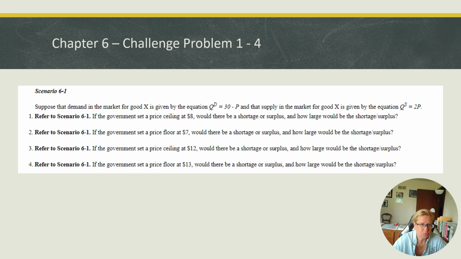Okay, in this challenge problem, suppose the demand in the market for X is given by the equation quantity demanded is 30 minus P, and the supply in the market is given by the equation 2P. So we have some scenarios, mostly asking us if there's a shortage or a surplus. So let's go ahead and drill down into these one at a time.